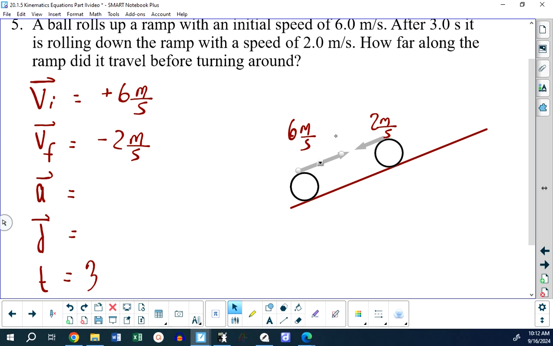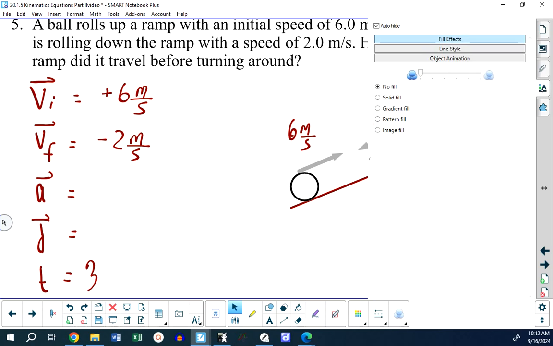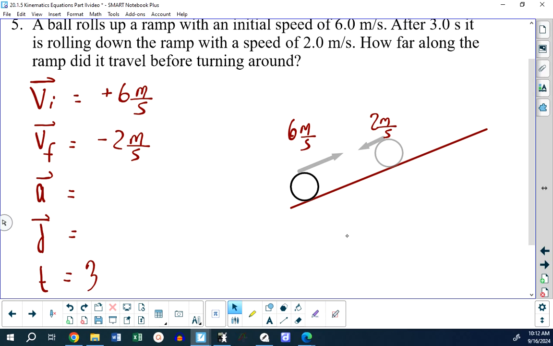I mean, you guys are smart. You know I shouldn't have to tell you this, but I'm going to say it anyway. There are not 2 balls on the ramp, right? This is just showing the ball at different points in time. But what does the question ask? The question asks, how far along the ramp does the ball travel before turning around? Well, that is some point up here.